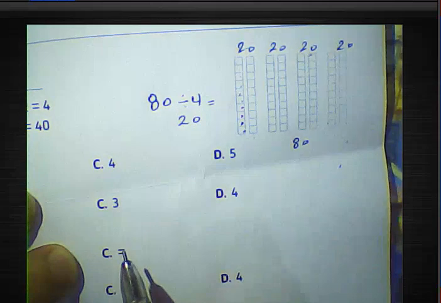10 and 10, here 10, 10, 20. We have 20 here and 20 here and 20 here and 20 here. The total was 80. Okay, then the total will be 80 divided by how many sets? 1, 2, 3, 4. 4 sets. 80 divided by 4 equals 20.